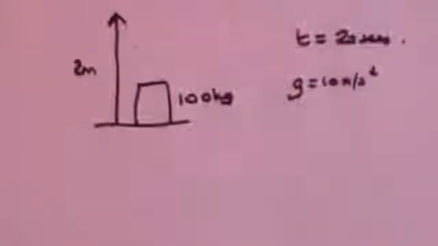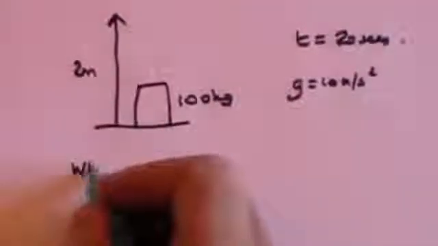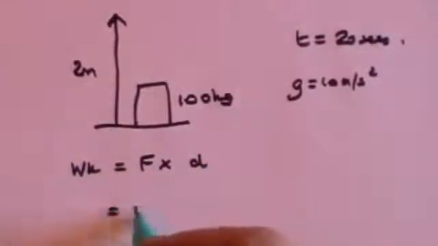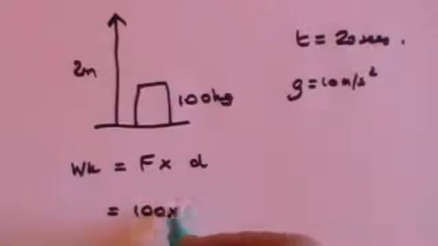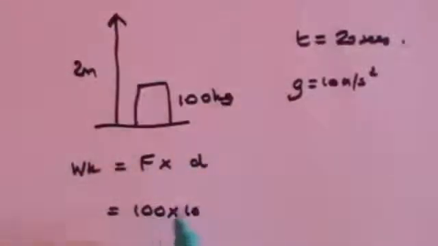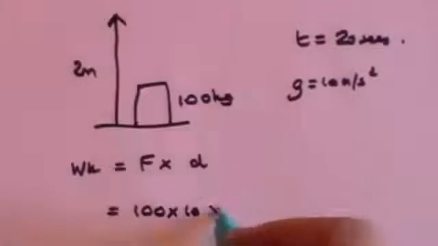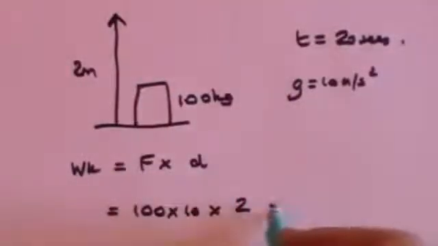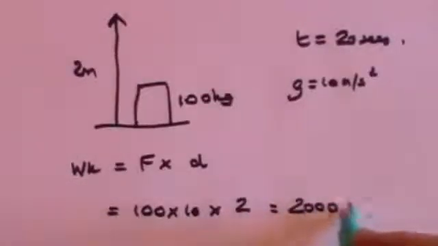Well, the first thing you need to do is to work out how much work you have to do. Work is force times distance, and that's going to be 100 times 10, because the force is the weight, which is mass times g. So that's 100 kilograms times 10, which is g, times the distance. You're lifting it through 2, and that comes to 100 times 10 is 1,000 times 2 is 2,000 joules. So that's the work done.